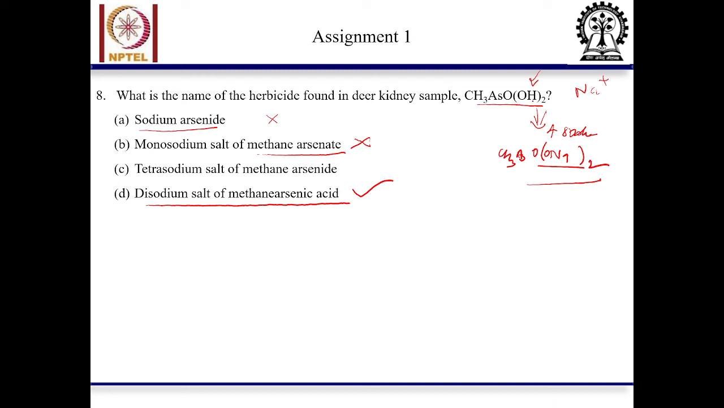Monosodium salt can't form because it has two protons, so it will form the disodium salt of methane arsonic acid. Tetrasodium is not possible because the methyl hydrogens, we can't replace the methyl hydrogen by sodium.